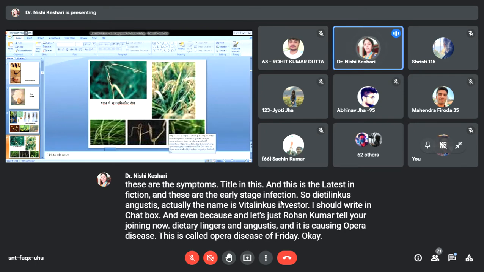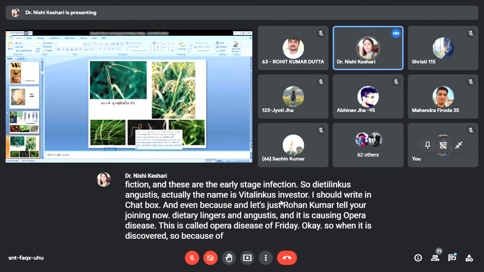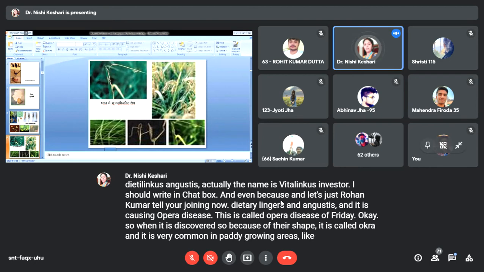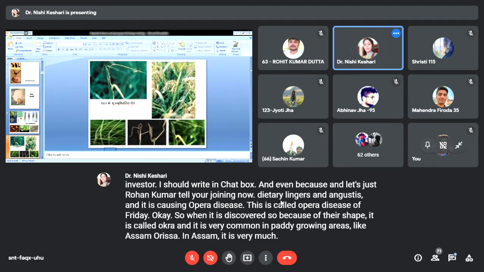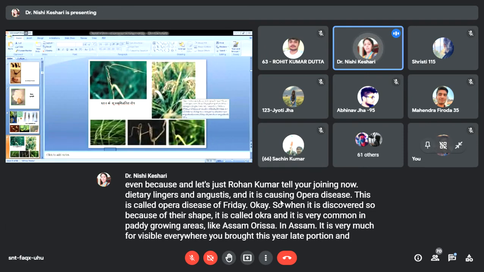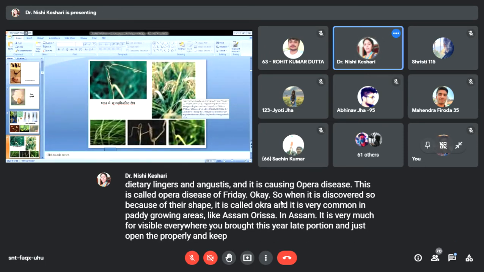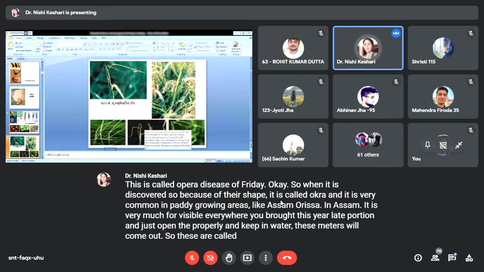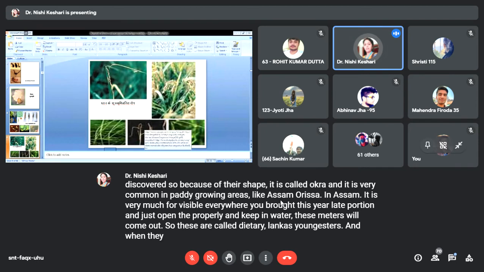Okay. So when it is discovered, because of their shape, it is called Ufra, and it is very common in paddy growing areas like Assam, Odisha. In Assam, it is very much visible everywhere. When you pluck this earhead portion and just open the upper leaf and keep it in water, these nematodes will come out. So these are called Ditylenchus angustus, and when they infect in early season, then the earheads don't open.